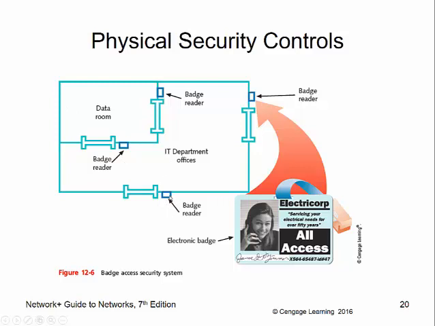So I might have to have layers of security. I might have to put badge readers, we'll look at those here in a second, or locks or cipher locks on the doors to the department, and then a second set on the doors to the server room. And then only certain employees have the proper badge or the proper password to get into here. What's the right answer? It depends. These are business decisions.